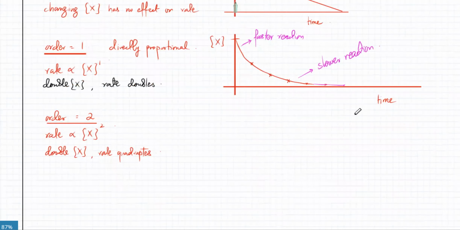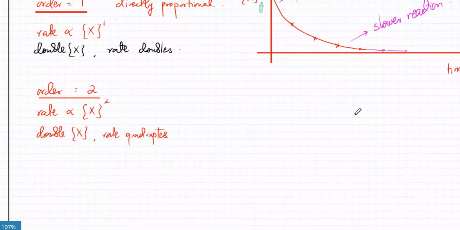So now let's move to order 2. Order 2 means that if I change the concentration of x, it's a quadratic relationship. So if I double it, the rate of the reaction should quadruple, right? Or vice versa. If I halve the concentration of x, then the rate becomes 1/4.